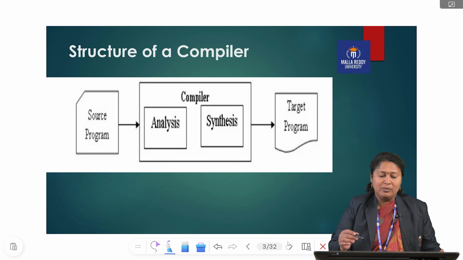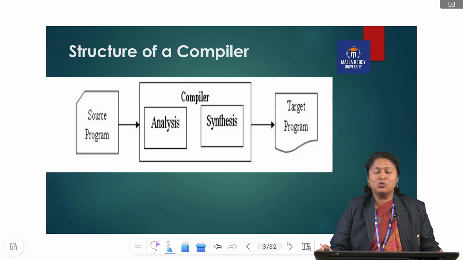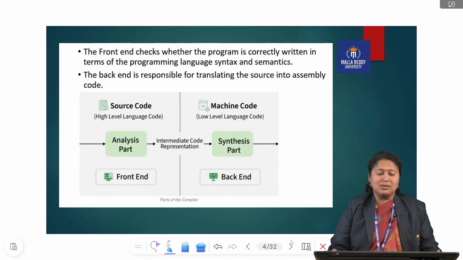So let us see what happens in the compiler. Compiler has two parts, analysis part and synthesis part. The analysis part will analyze the source code and convert it into intermediate code, and it gives that intermediate code to synthesis, where the actions are performed and the machine understandable code is available in the target program. So this is the analysis part and synthesis part.